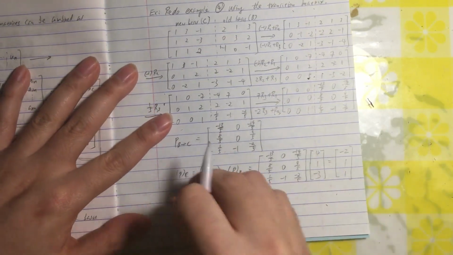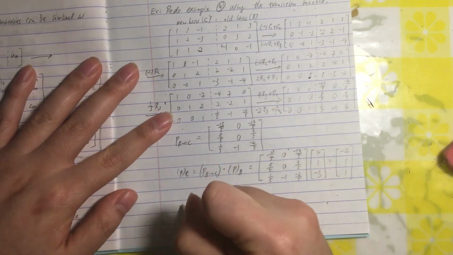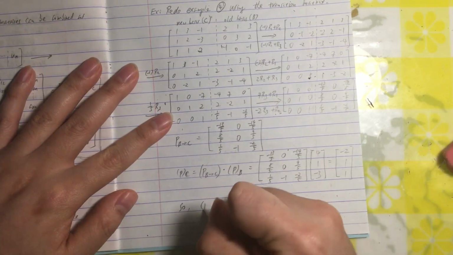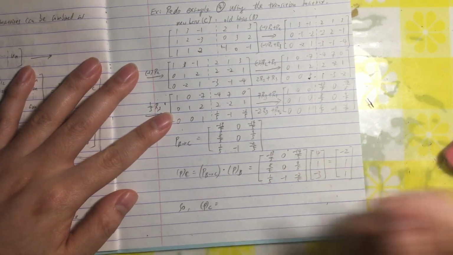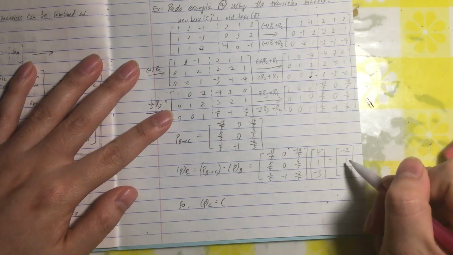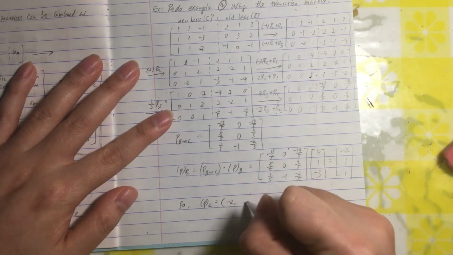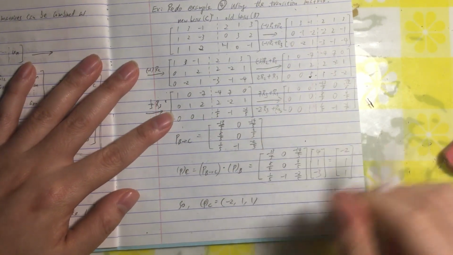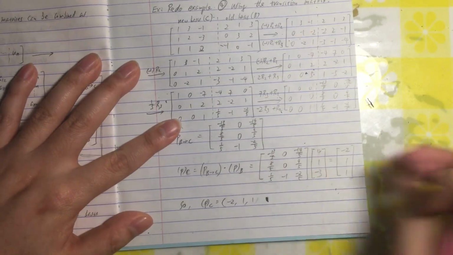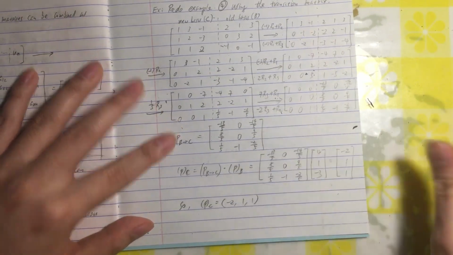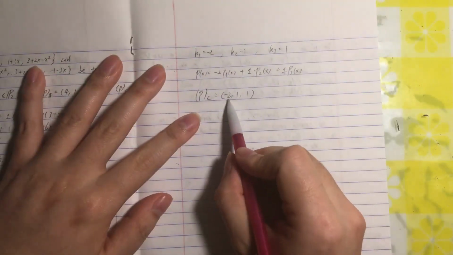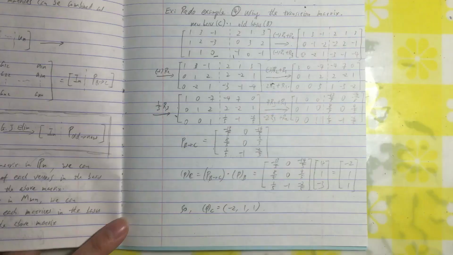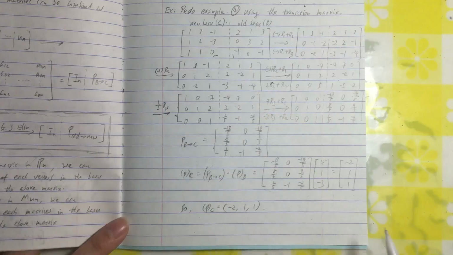So the coordinate vector of P in basis C is -2, 1, -1. That's the coordinate vector of P in basis C. Let's match what we have here. We also get -2, 1, and 1. So that's another way to change bases.